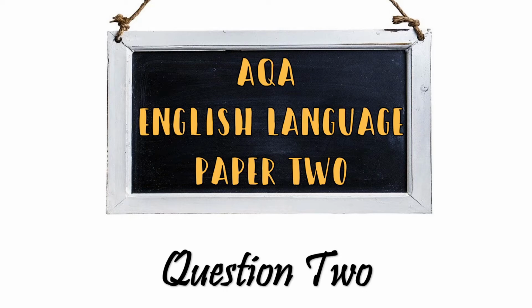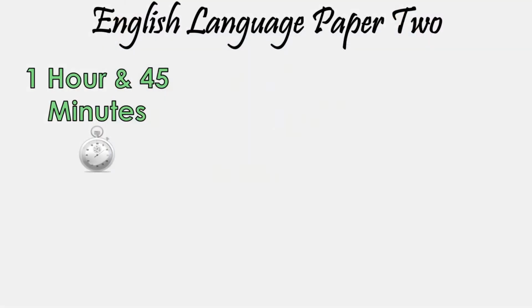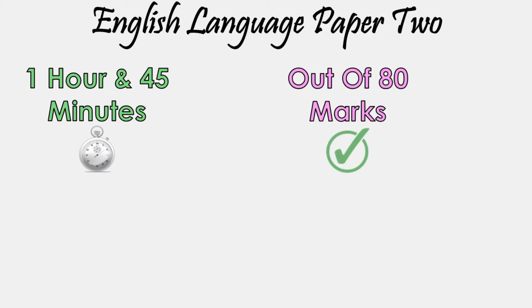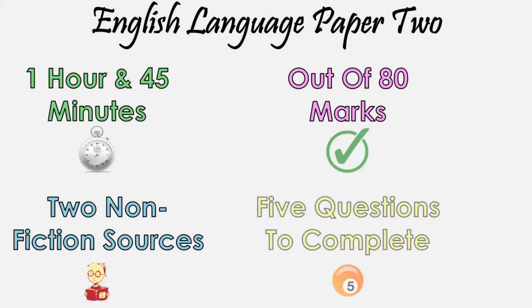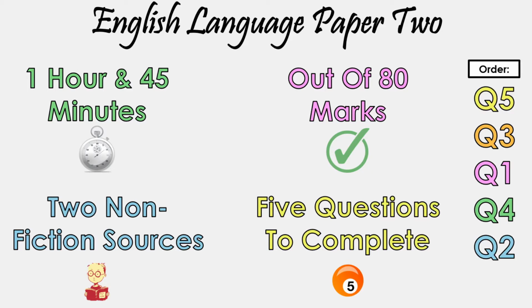Good morning everyone. The aim of this video is to give you a very brief overview of AQA English Language Paper 1 Question 2. So Paper 2 is a 1 hour and 45 minute exam paper. It's out of 80 marks and you are given 2 non-fiction sources to read. Now these will be linked, so they're going to be about a similar topic, but they will be from different time periods.